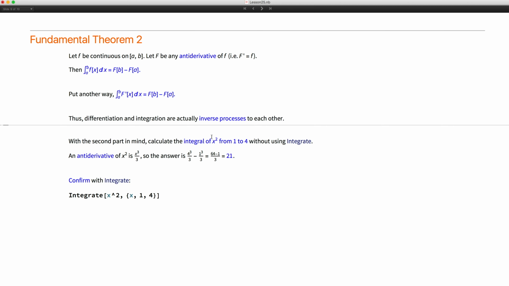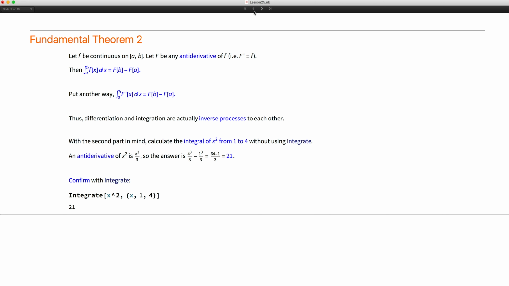So for example, if you're asked to find the integral of x squared from 1 to 4, then you first work out the antiderivative, which is x cubed over 3. Then you plug in the upper and lower limits. So you get 4 cubed over 3 minus 1 cubed over 3, and the answer is 21. And you can check that with Integrate and get back just the same result.